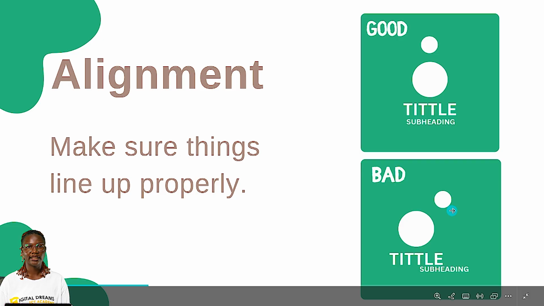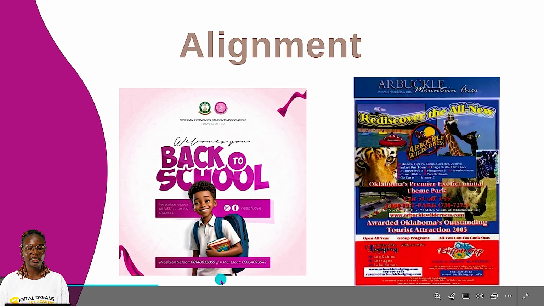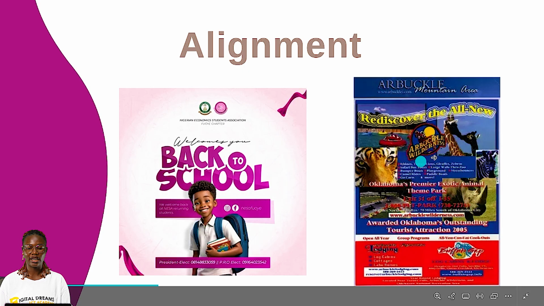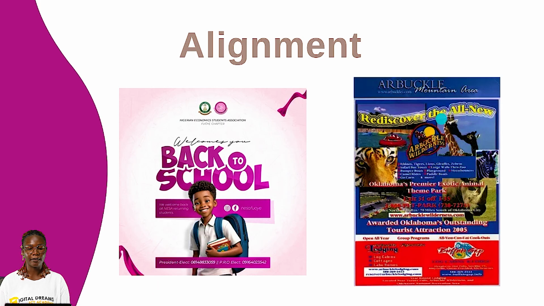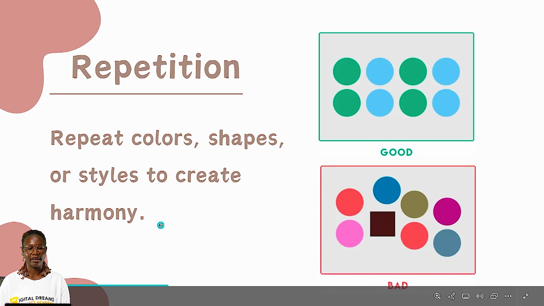Let's look at it in a design. If you look at this design right here, you can see that it has a center alignment. Everything here, starting from the logo to the text, was put in the center. Unlike this, where you see that there is no alignment. Everything was just placed anywhere they wanted it to be. So this has a bad alignment, while this has a good alignment.